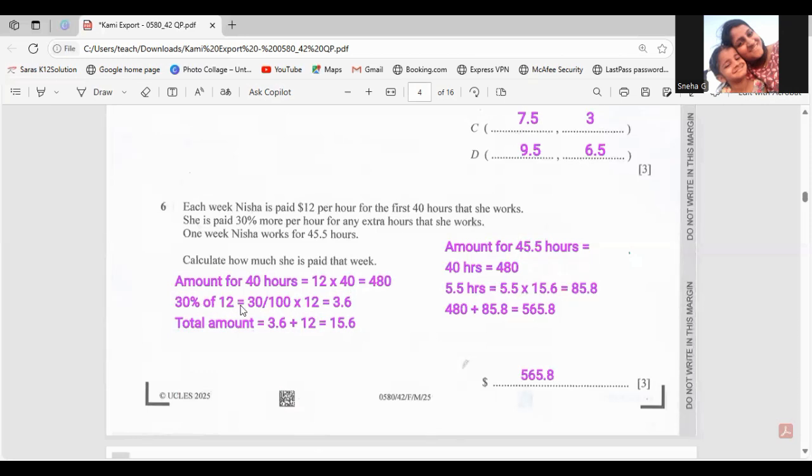Additional hours that Nisha gets paid is 30% of her original pay. So 30% of 12 is 3.6. That means she will get paid $12 plus 3.6, $15.6 per extra hour. Now, when she works for 45.5 hours, first 40 hours, she gets 480 rupees. Remaining 5.5 hours, she gets paid by 15.6 rupees per hour. So 5.5 multiplied by 15.6, which is 85.8. Total payment is $565.8.